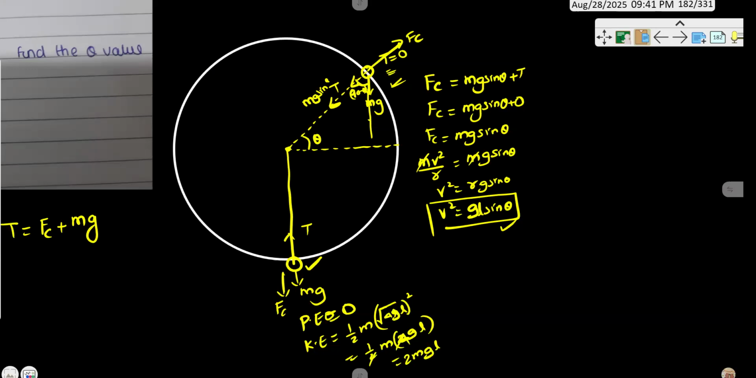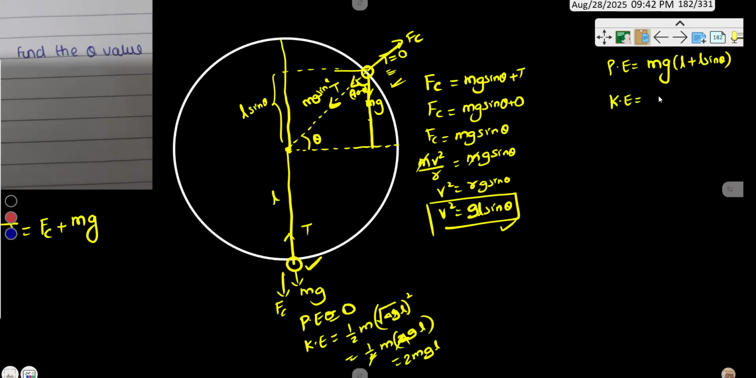Now, let us find out the height at which this body is present. This is the height. So this height is nothing but how much? L sine theta. This height is L sine theta, and this height is L. So the final potential energy is equal to mg into L plus L sine theta. That is the final potential energy. And final kinetic energy is equal to half mv square, where this v square I can write as gl sine theta. So half m into gl sine theta.